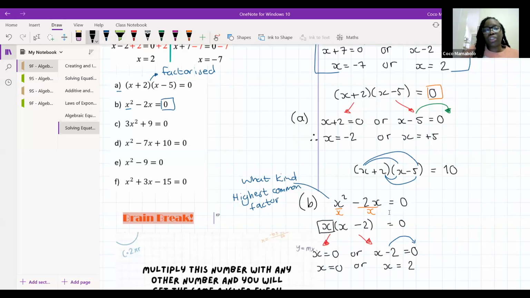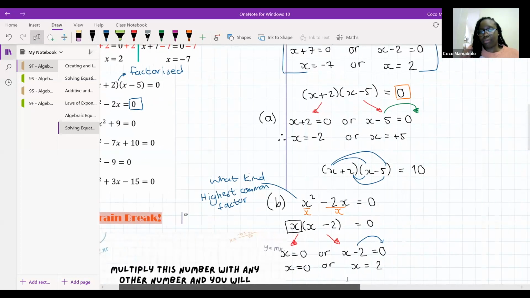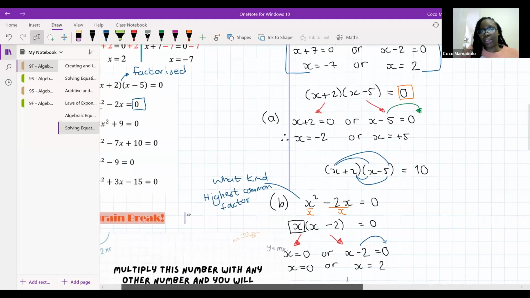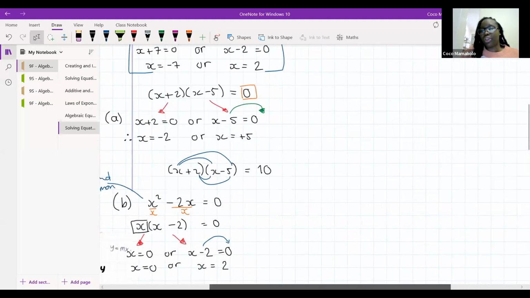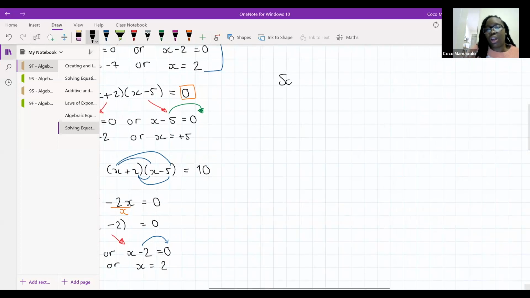All right. I want us to try D together. Let's try D. Okay, we're going to try D. I'm going to write it over here: x squared minus 7x plus 10. It says, solve for x. And then it says, x squared minus 7x plus 10 is equal to 0. Now, I want a volunteer who I can ask some nice questions. Anybody? Somebody?